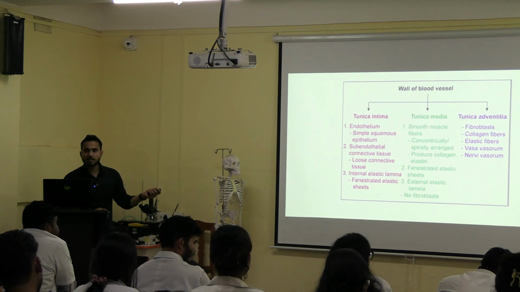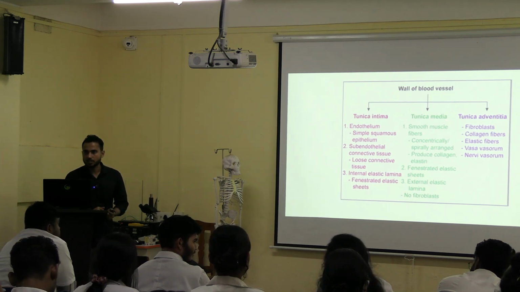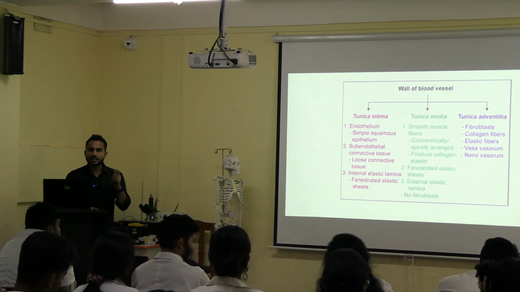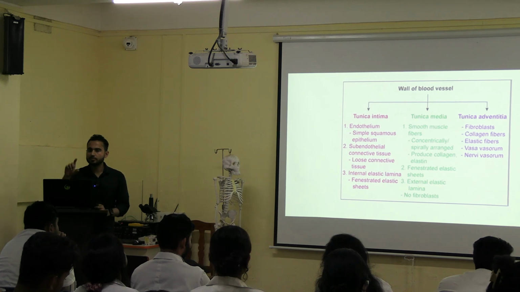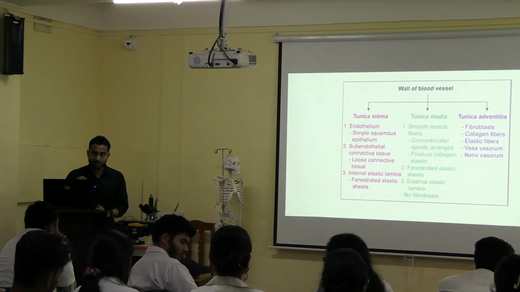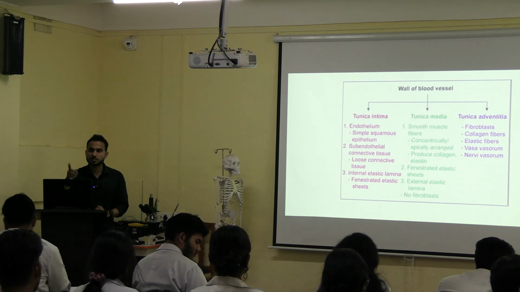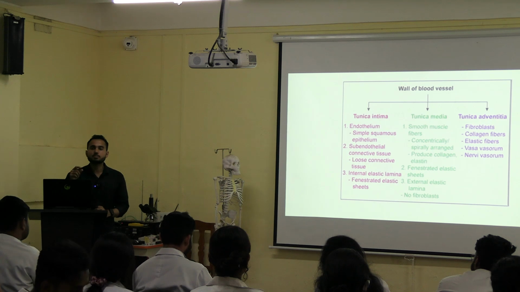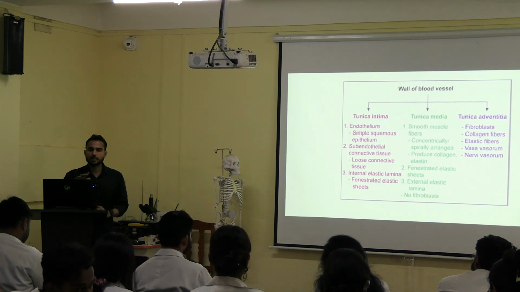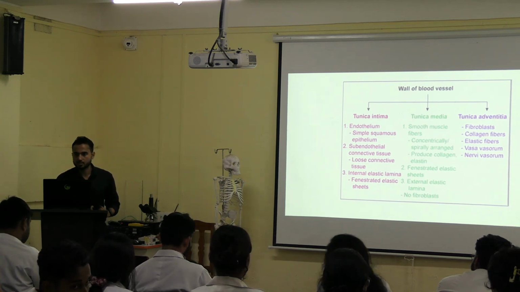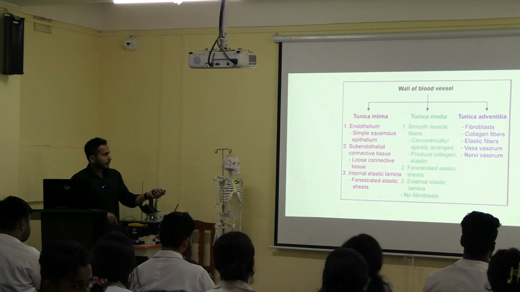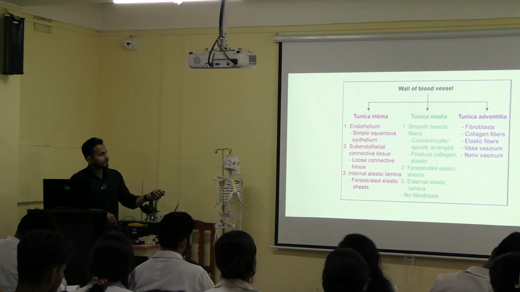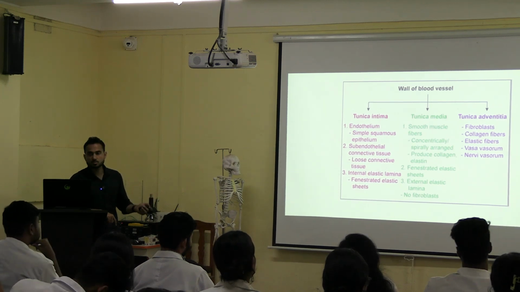Now, the tunica media is mainly made up of, as I said, smooth muscle fibers, and along with that elastic fibers are there. When you study the elastic artery, at that time you will come to know that the elastic fibers are more in the tunica media. Smooth muscles are there, but more elastic fibers are present in the elastic artery. In a muscular artery, what will happen? The opposite. That means more smooth muscle fibers are there as compared to the elastic fibers. And then in the tunica adventitia, fibroblasts are there, collagen fibers, elastic fibers, vasa vasorum, nervi vasorum, all those things are present.